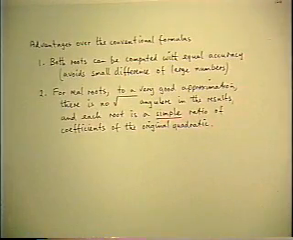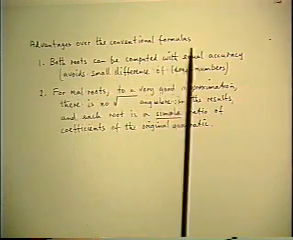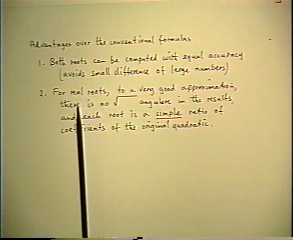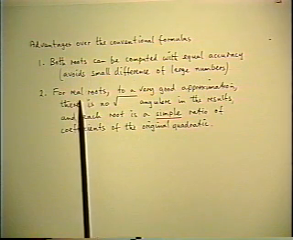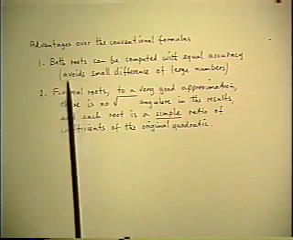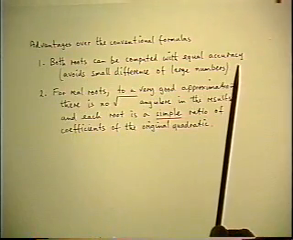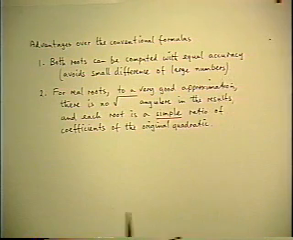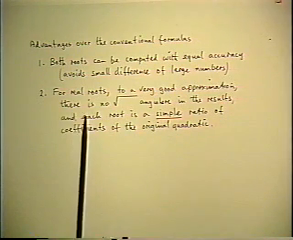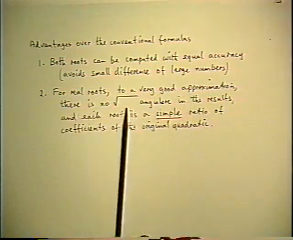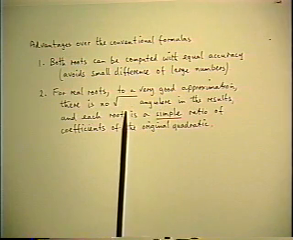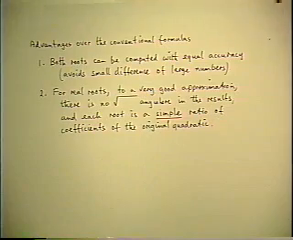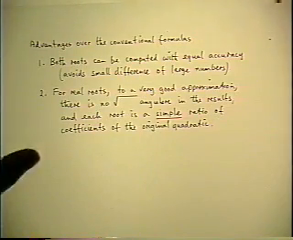So, to summarize this, the advantages of this version over the conventional formula are twofold. It overcomes both of the disadvantages. You can compute both roots with equal accuracy because you avoid the small difference of large numbers. And for real roots, to a very good approximation, the radical disappears. Each root is a simple ratio of coefficients of the original quadratic.